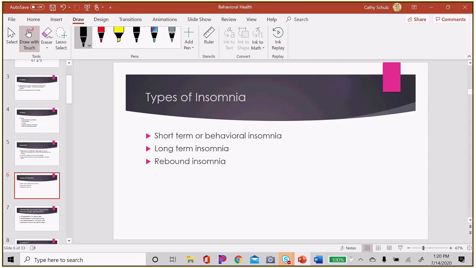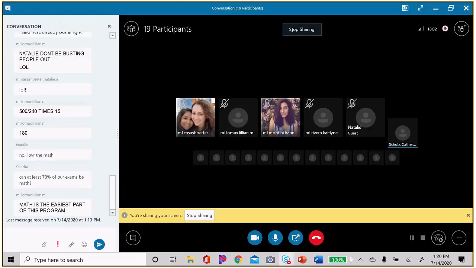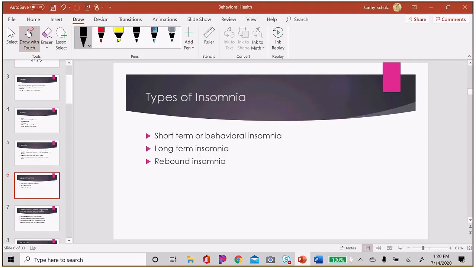So types of insomnia could be short-term, related to stress, long-term insomnia, meaning the patient frequently has nights where they can't fall asleep or they wake up a lot, or rebound insomnia, which means the patient has been taking medication for insomnia, which has helped, and then they decide to stop taking the medicine and they develop a rebound insomnia, meaning they again have those symptoms because they stopped taking the medication.